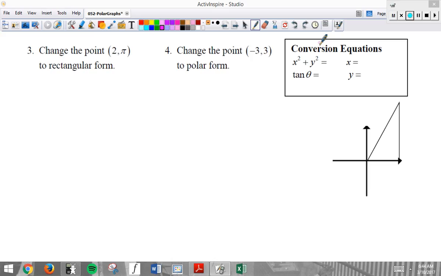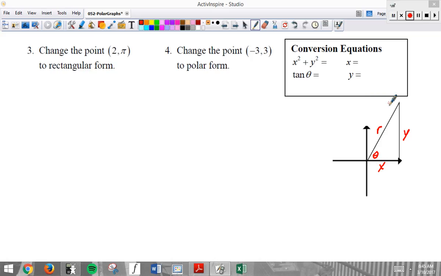Alright, the conversion equations. These conversion equations are just based on trig. So, let's look at this. I'm going to draw all my stuff right here. This would be x, that would be theta, that would be y. We just did this in the last example. I would call the hypotenuse in this case r. That does represent how far this point is from the origin. The distance from the point to the origin is the radius.